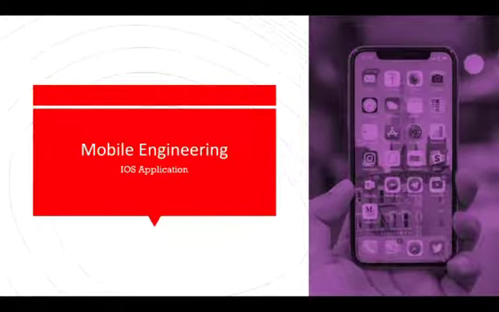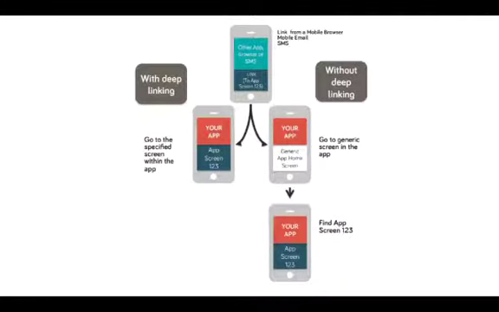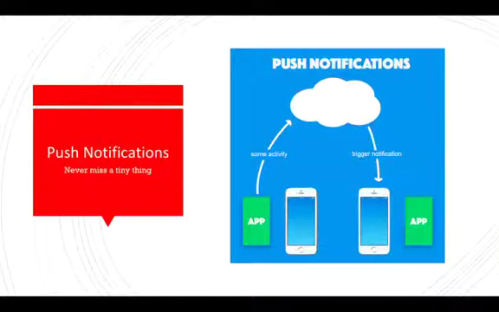Mobile engineering, iOS application. Technology used: deep linking. Deep linking is the use of a hyperlink that links to a specific, generally searchable or indexed piece of content. This specific content could be a specific view, a particular section of a page, or a certain tab. Push notifications: never miss a tiny thing.